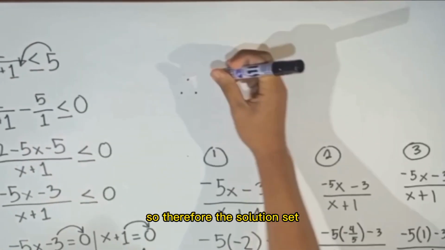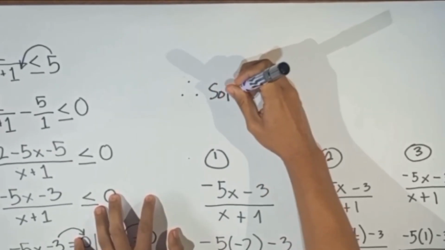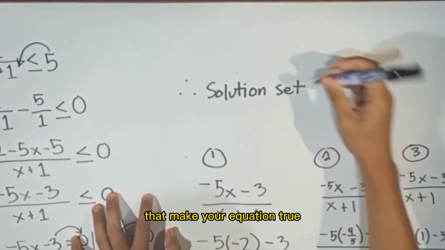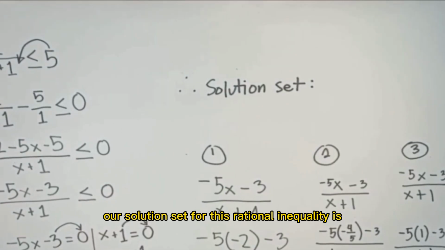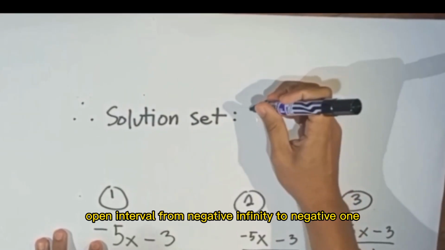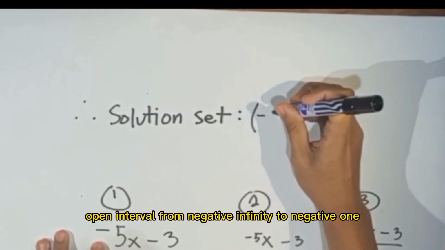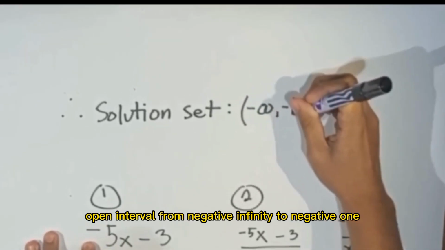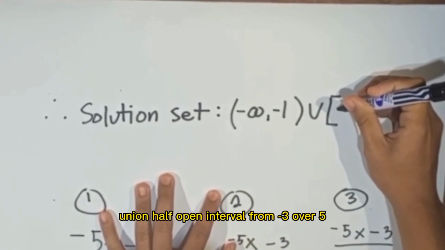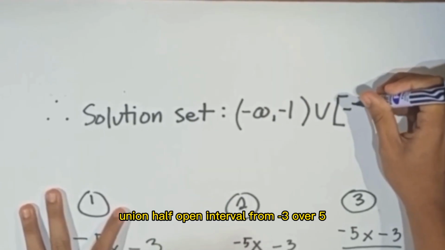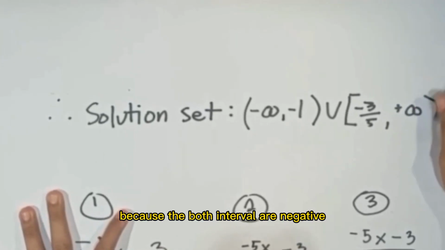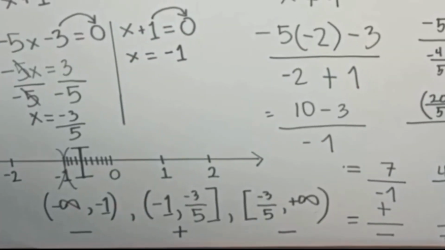So therefore, the solution set is a set of ordered pairs that make your equation true. So therefore, our solution set for this rational inequality is the open interval from -infinity to -1 union the half open interval from -3/5 to positive infinity, because both intervals are negative.